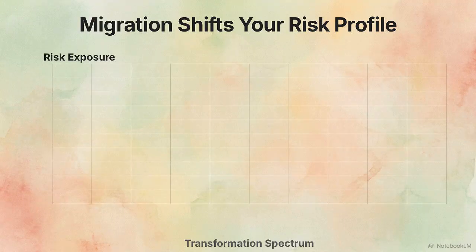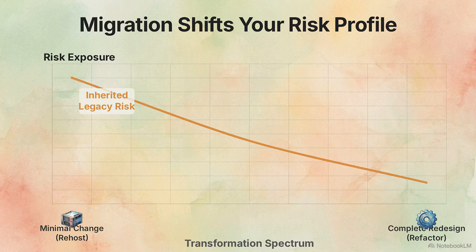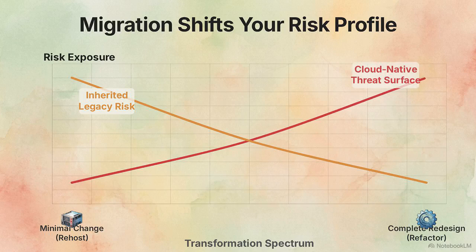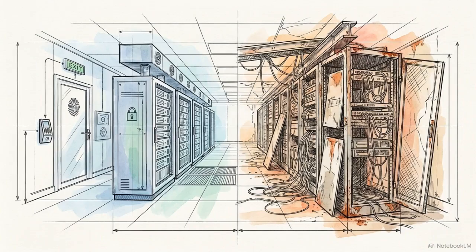The 6R framework maps along a transformation spectrum, from minimal architectural changes on the left to complete system redesign on the right. This dual-axis graph shows the central tension. Less code change inherits legacy risk, while more transformation introduces cloud-native threat surfaces. This selection process determines the future security ceiling of the application. An ill-fitting strategy can result in a security posture inferior to the original on-premises environment.